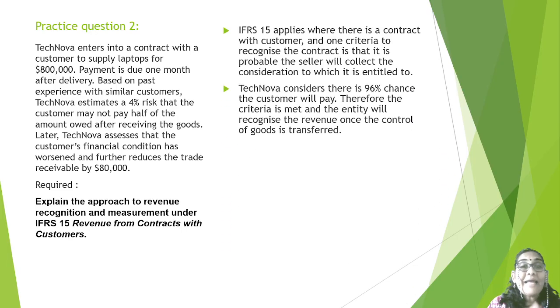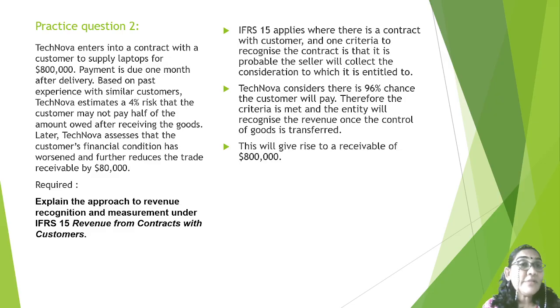That means Technova considers that there is a 96% chance that the customers will pay. Therefore, the criteria is met and the entity will recognize the revenue once the control of goods is transferred. Now, this will give rise to a receivable of 800,000.